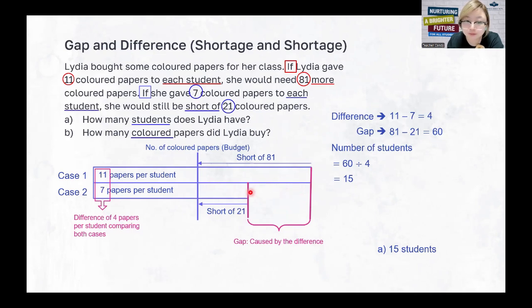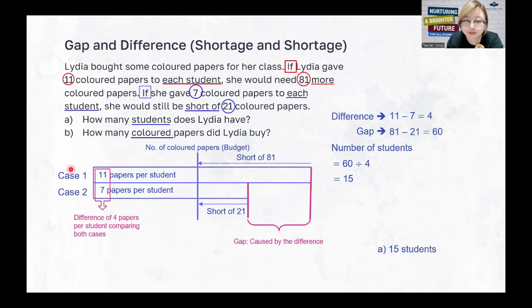Now let's take a look at question B. How many colored papers did Lydia buy? We are looking at the line. We are trying to find the line, not anything that's over, but exactly the line. So we can find the first model, the whole thing, and minus away the 81. Or we can use case 2 as well, find the model and get rid of the 21.